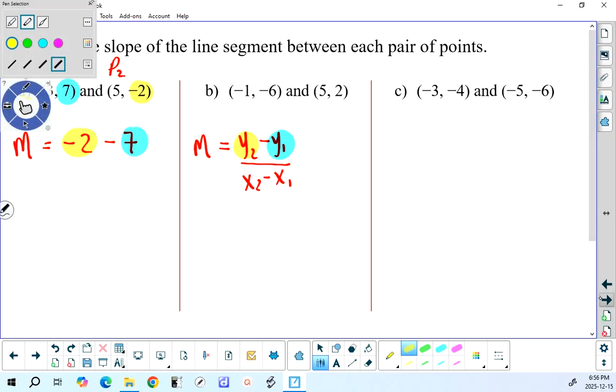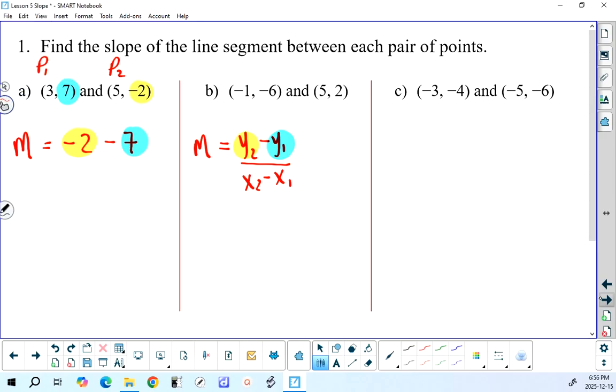On the bottom, I'm going to have x2 minus x1. So the x-coordinate of the second point minus the x-coordinate of the first point. And now I simplify this. I end up with negative 9 on the top, and I end up with 2 on the bottom. So that's the slope, negative 9 over 2.